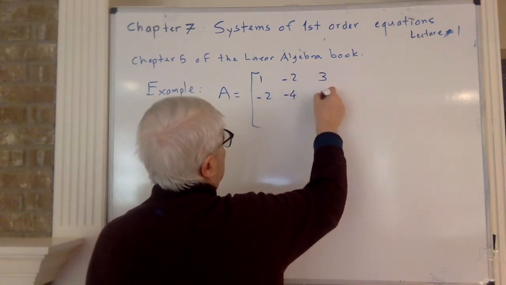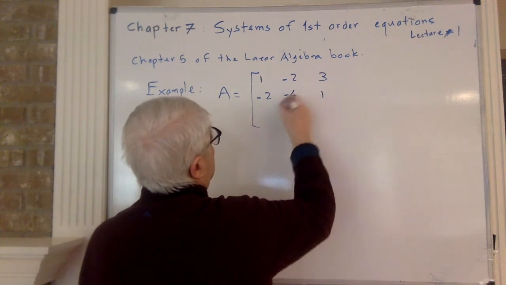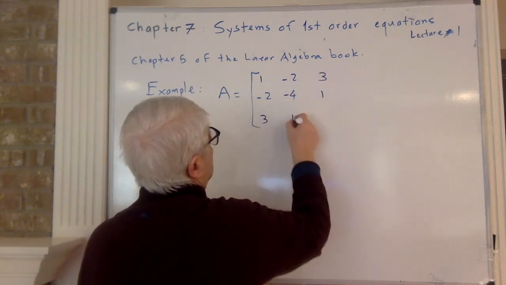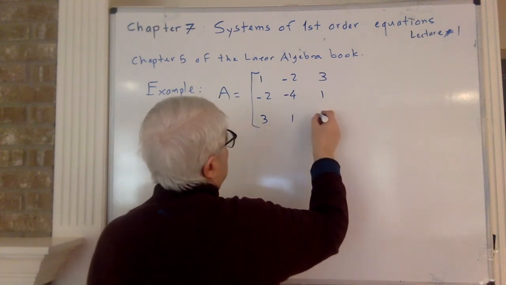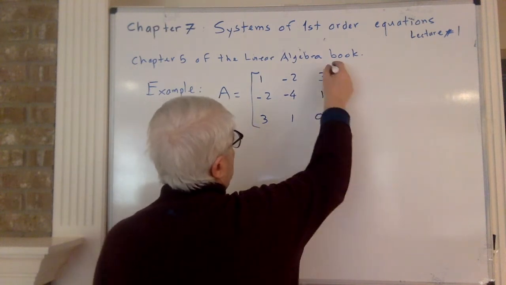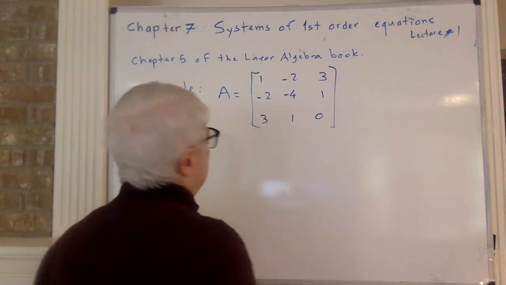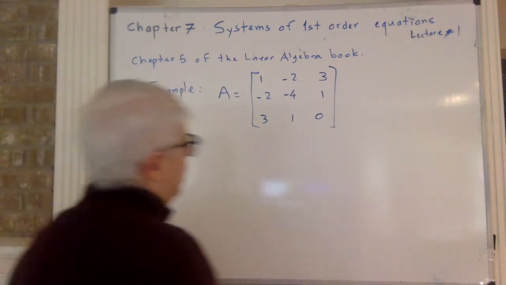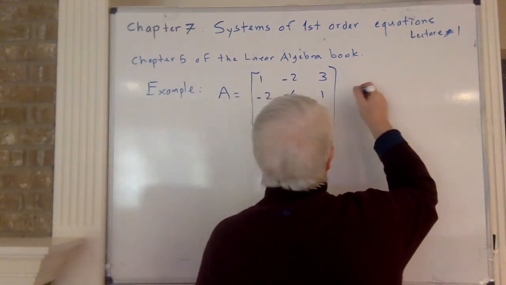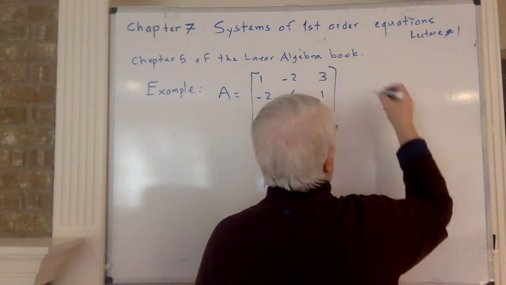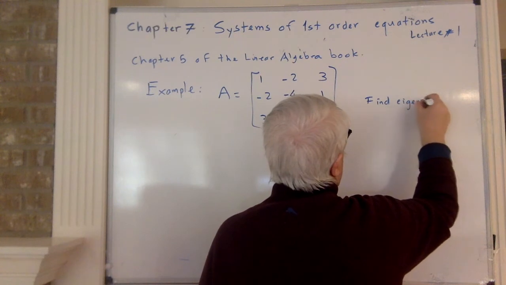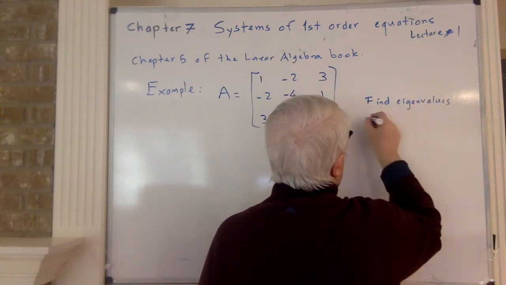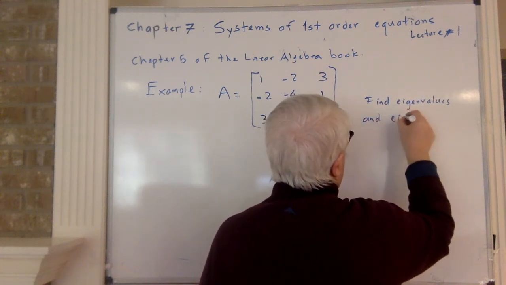let's just write 1. And then symmetric, this is 3, this is 1, and let's write maybe 0 just here, right? Okay. So find eigenvalues and eigenvectors. And let me see, is it symmetric? Yeah. Find eigenvalues and eigenvectors.